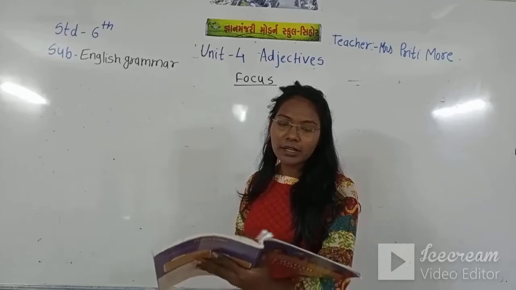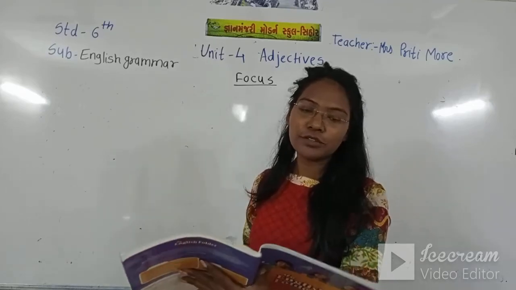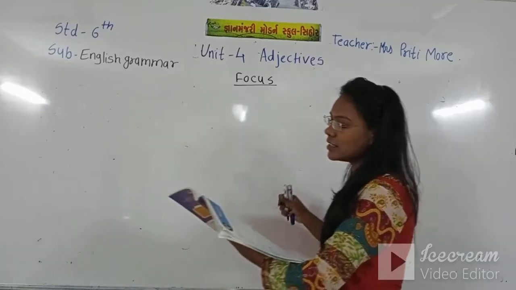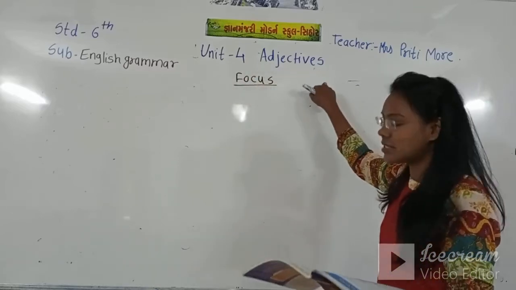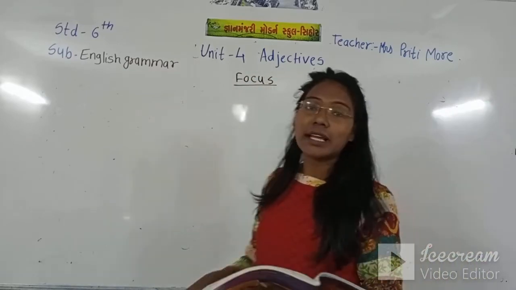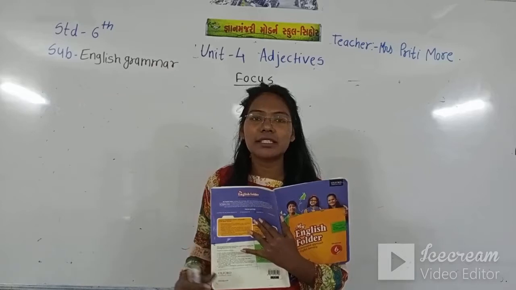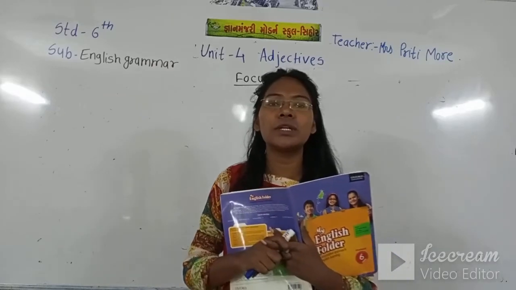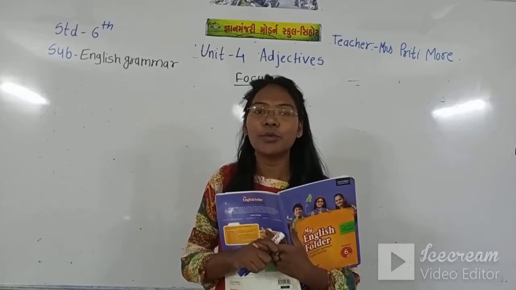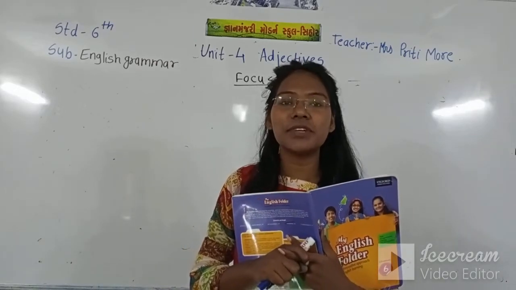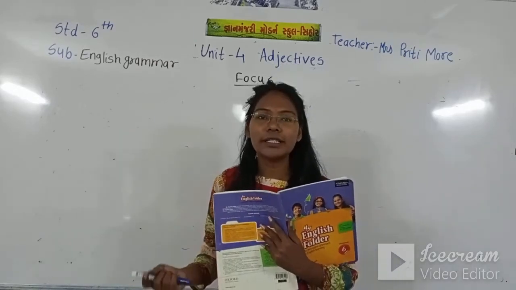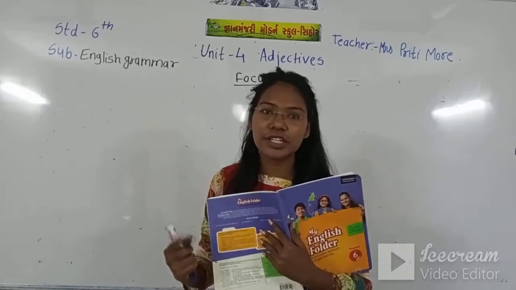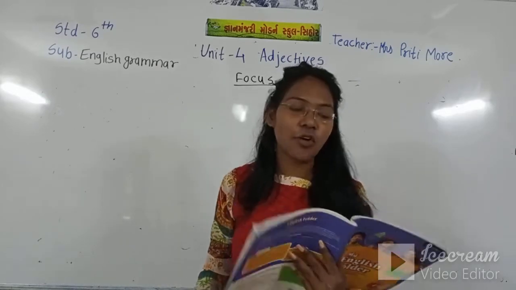From our last 2 or 3 videos, we have been learning Unit 4, adjective. First we'll see what an adjective is. An adjective tells us more information, or describes a noun or pronoun according to its features, qualities, color, texture, size, material, and so on.